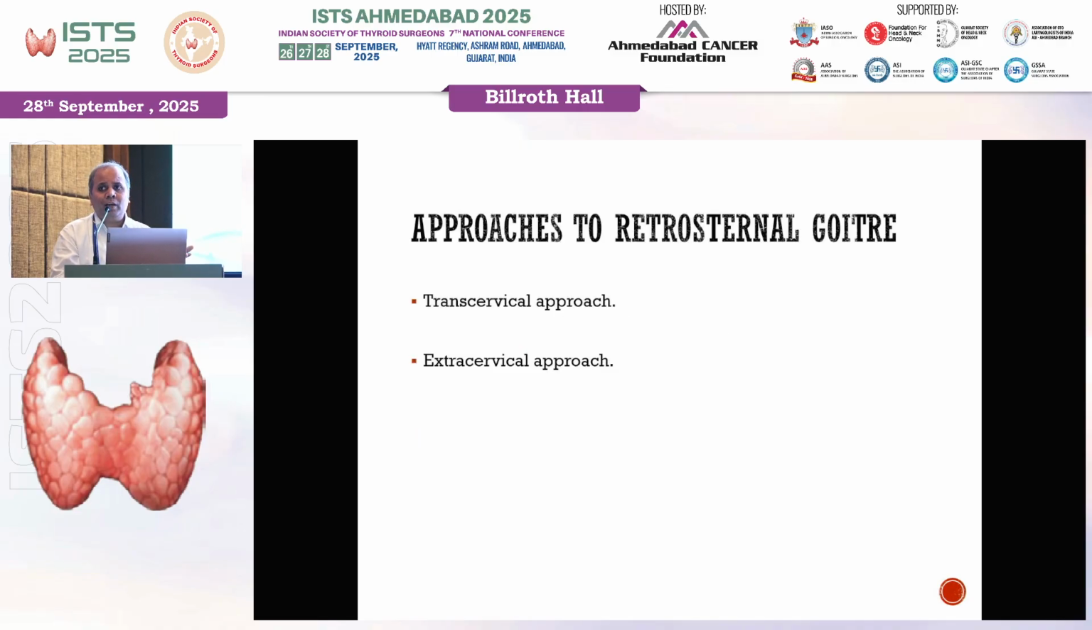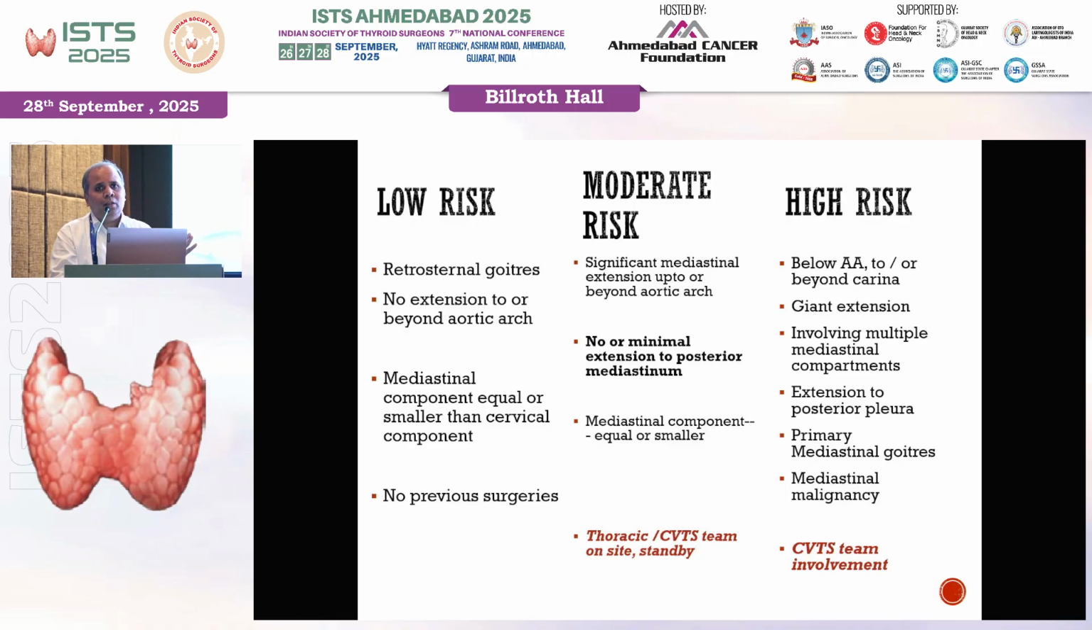Approaches we know are transcervical and extracervical approaches. This is just to give a risk assessment of which patients are going to need an extracervical approach. So low risk are the patients who have a retrosternal goiter with no extension to or beyond the aortic arch, and the mediastinal component is either equal to or lesser than the cervical component, and there's no history of previous surgery. A moderate risk will be patients who have significant mediastinal involvement up to the aortic arch, but no extension into the posterior mediastinum, and the mediastinal component again is either equal or smaller than the cervical. So this is the patient where you will need a backup, at least that much awareness you should have.